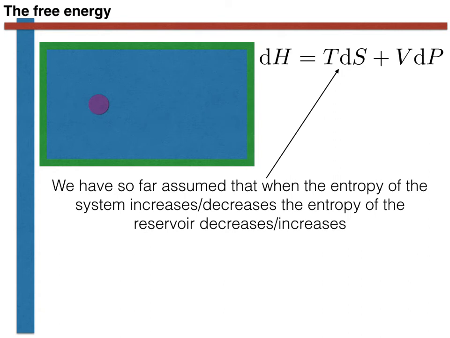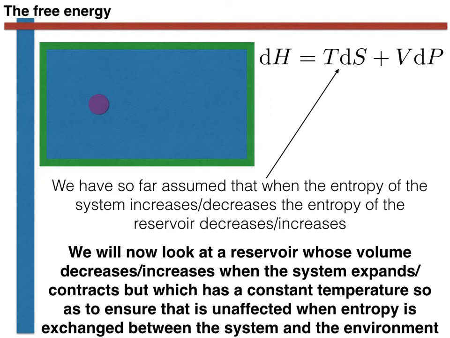What we are now going to do is look at a reservoir whose volume decreases when the system expands. When this reservoir exchanges entropy with the system, however, its temperature will not change. Much as we did with the volume in introducing the enthalpy, we will thus assume that the entropy of the reservoir is to all intents and purposes infinite. And this is the reason that exchanging entropy with it makes no difference to the temperature. Adding or subtracting any finite number from infinity gives infinity.